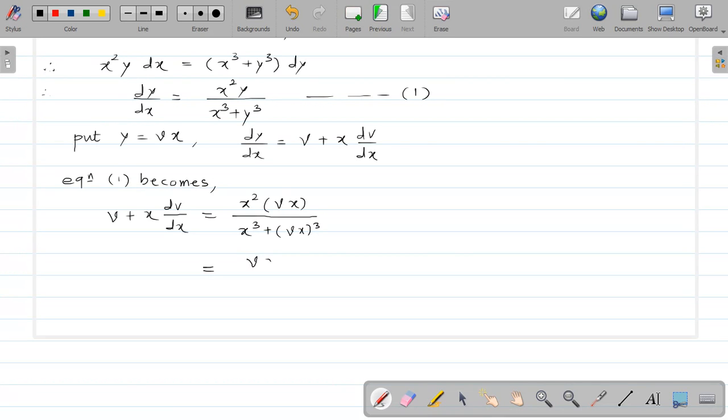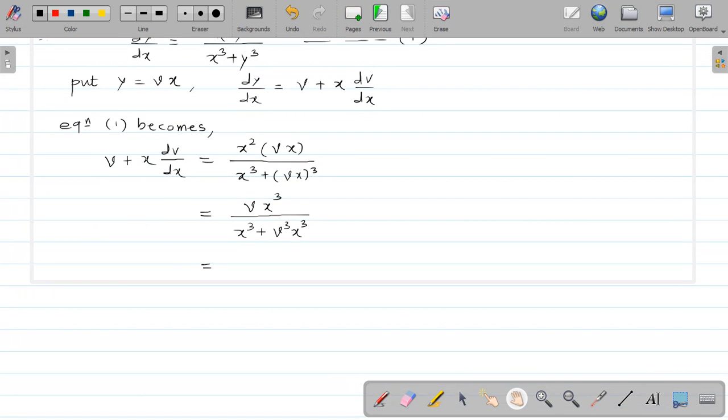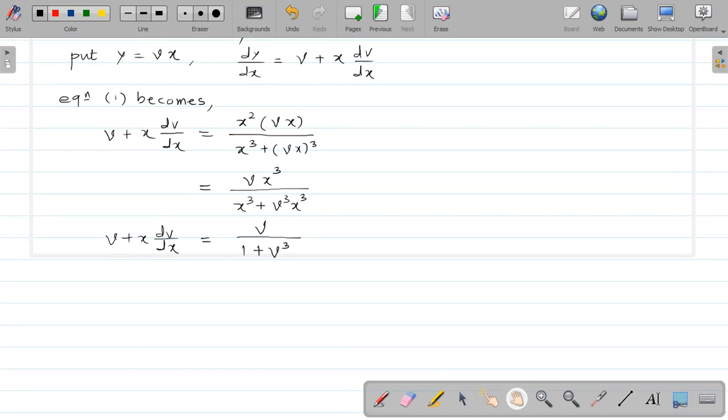See what you will get after this. Here we get v into x cube divided by x cube plus v cube into x cube, and then try to simplify this if it is possible. Here x cube is common in the numerator and denominator and hence it will get cancelled. So you will get v upon 1 plus v cube, and the left hand side is v plus x dv by dx. Okay, so the substitution is completed.